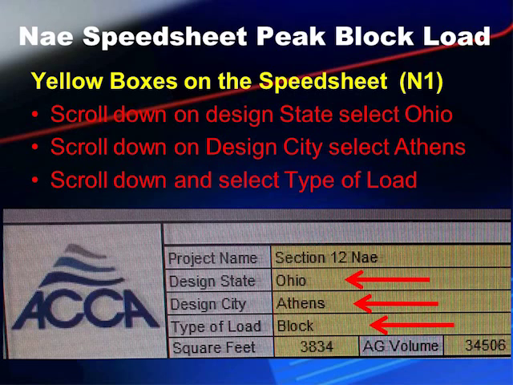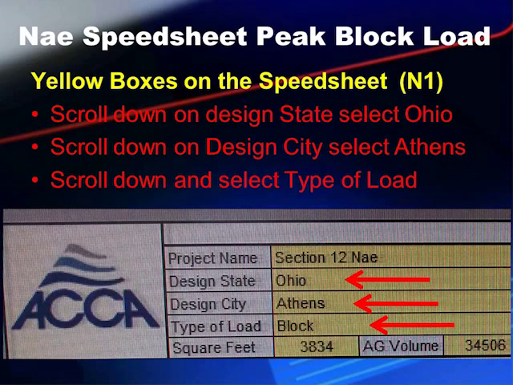We've got some scroll downs on there that we have to fill in, and we're going to scroll down and pick the design state, Ohio. Then it gives us a list of cities, and we scroll down and pick Athens, and then we scroll down and pick the type of load, and we've got block, room, or zone load. So we're going to do a block load because we're figuring out for the whole building so we can know what size equipment we need to put in there, and we can kind of estimate the ductwork based on the CFMs. And we can make a reasonable bid, and so we don't need to do each of the rooms.